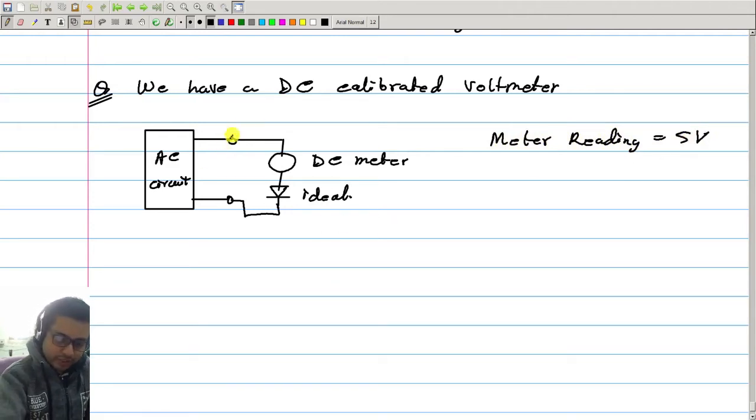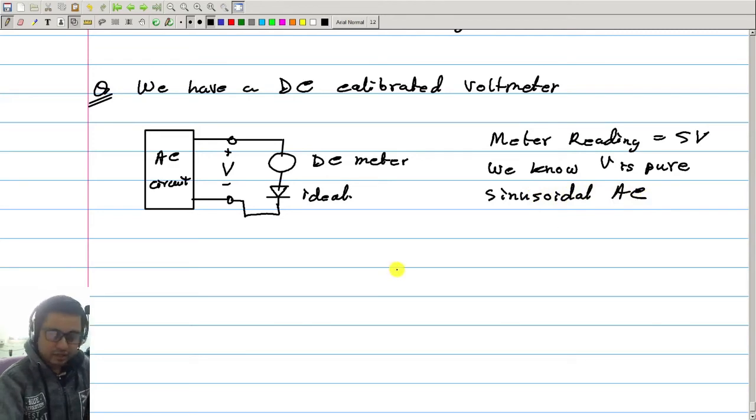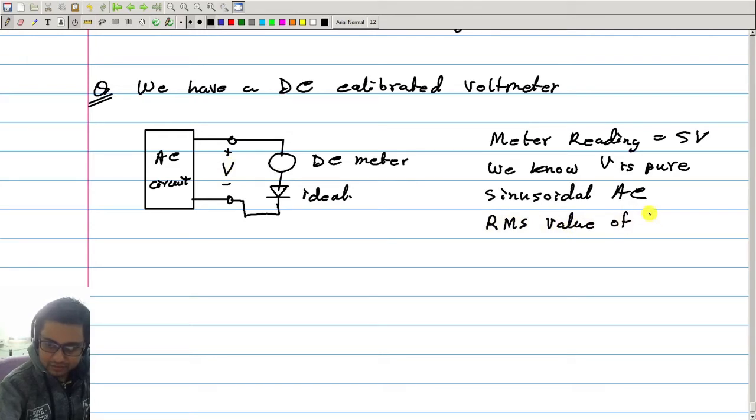And now, but I know that this is AC, so I know this voltage V is pure sinusoidal AC, okay? And from that, tell me the RMS value of V. This is the question. Sir, 5 pi by root 2.